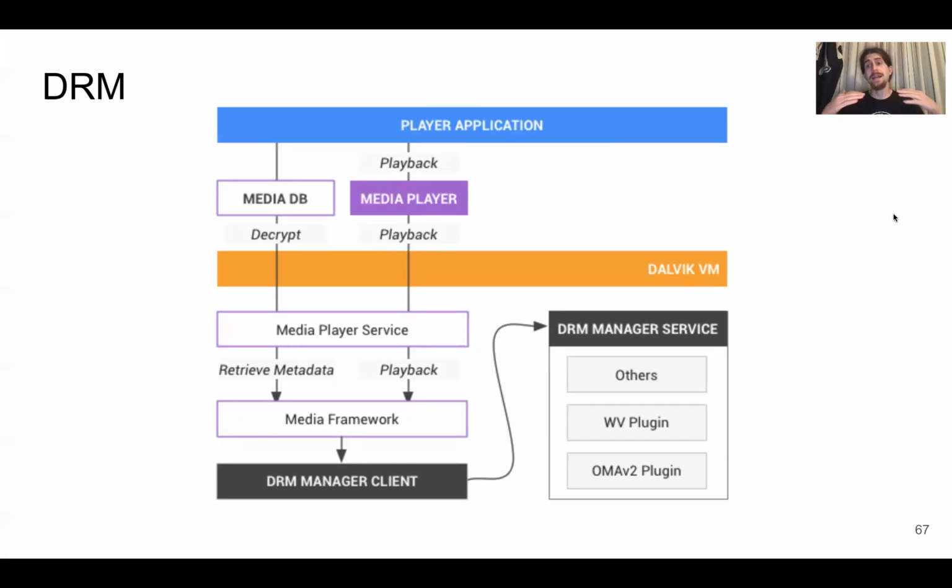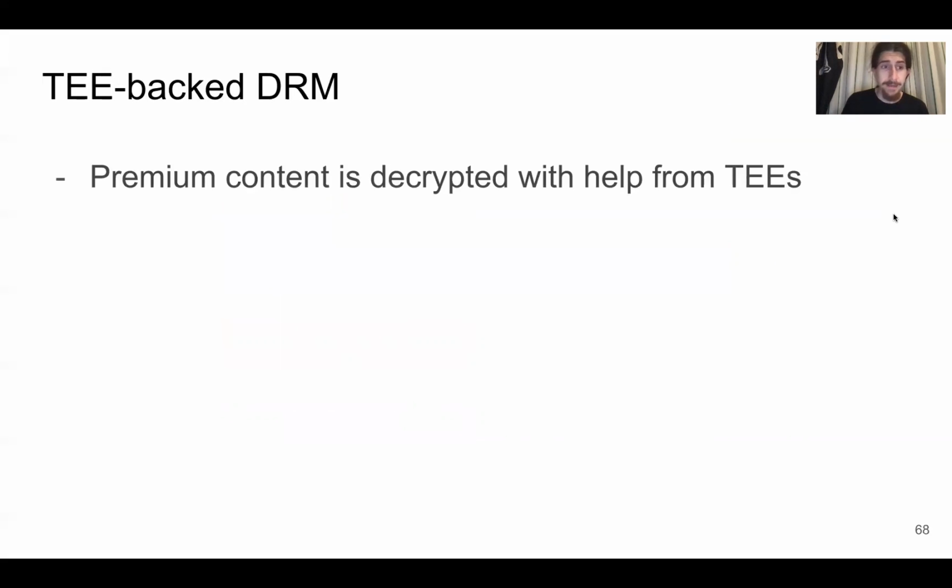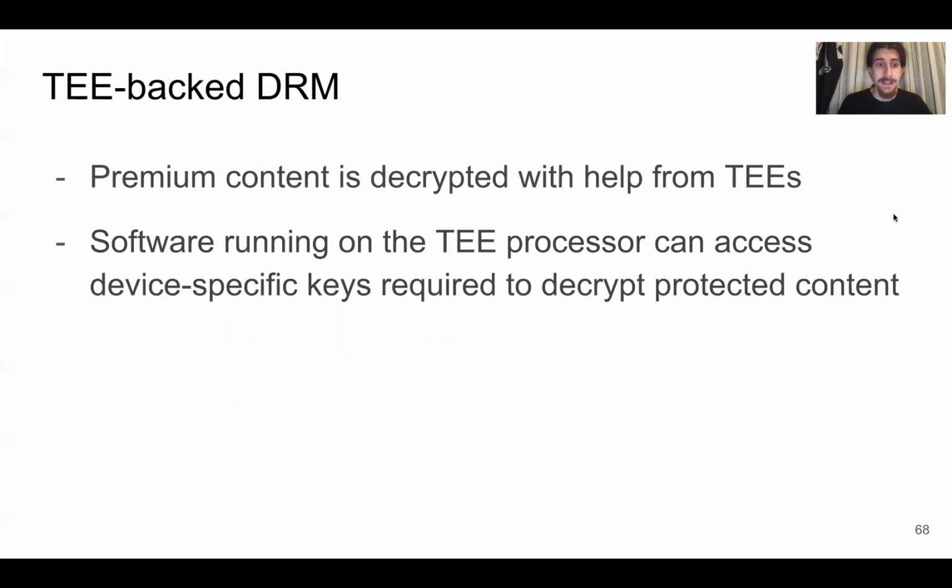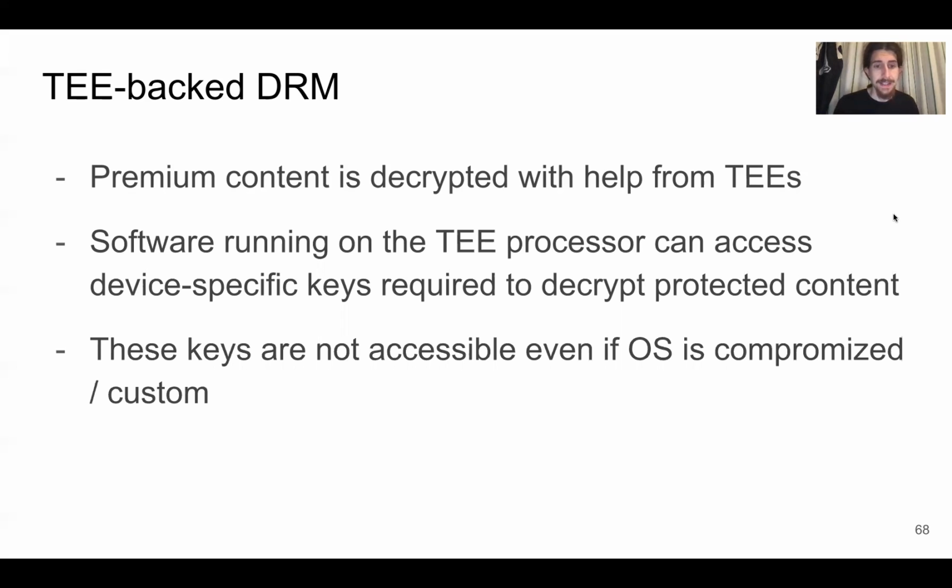Okay, but from the high level perspective, apps of course use high level Java APIs, which eventually inside them use the DRM component, some of which part runs in the trusted application. And again, this brings me to this TEE-backed DRM, where premium content is decrypted with the help of these trusted execution environments. And the software running on the TEE processor can access device-specific keys required to decrypt protected content. And these keys are not accessible even if you compromise the operating system. Okay, so it's very, very powerful.